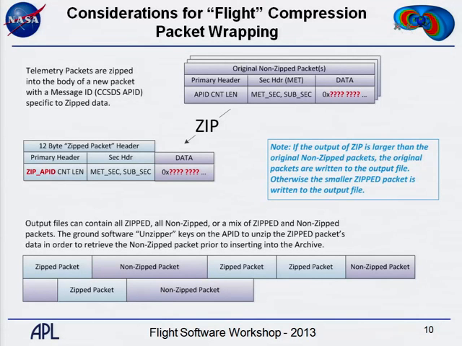So the output file is a mix of zipped packets and non-zipped packets, because we may make a decision that once we've zipped it, it's actually bigger than it would have been if you hadn't zipped it. That is possible: the deflation actually increases the packet size, depending on the algorithm and the data you're given. And so the ground software, or the unzipper, keys on that app ID to say, oh, this is a zipped packet, takes the data portion, feeds it through the unzipper, and then pulls the packets back out. So we're not zipping files, we're zipping packets and then re-recording them back into files.